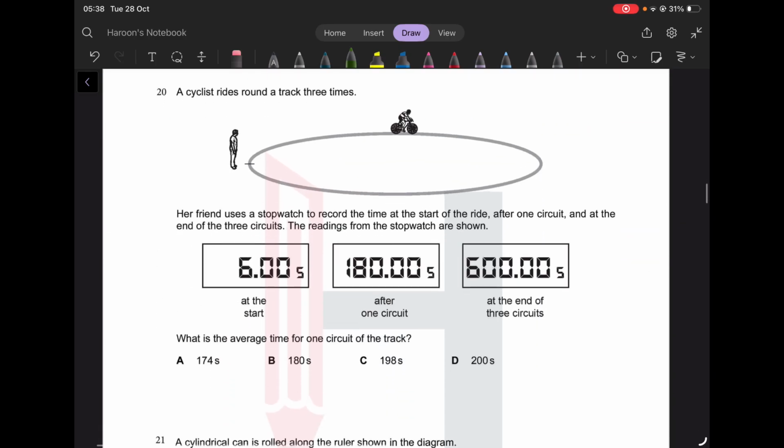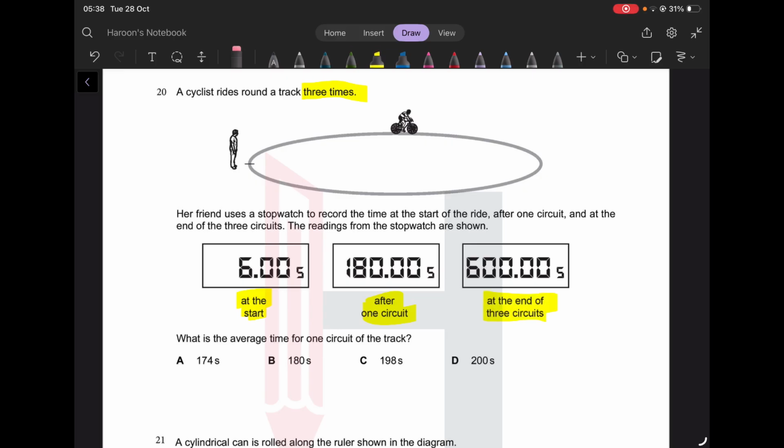Next, a cyclist rides around a track 3 times. So this is an important piece of data, 3 times. Her friend uses a stopwatch to record the time at the start of the ride, after one circuit, and at the end of 3 circuits. The readings have been given. At the start, we have 6 seconds, so zero error. After one circuit, this is the reading. After the end of 3 circuits, 600 seconds is the reading.